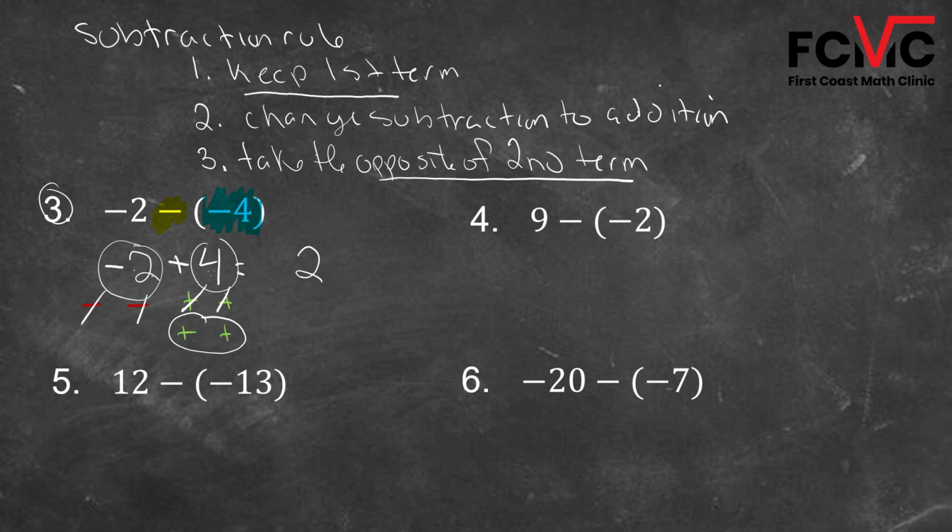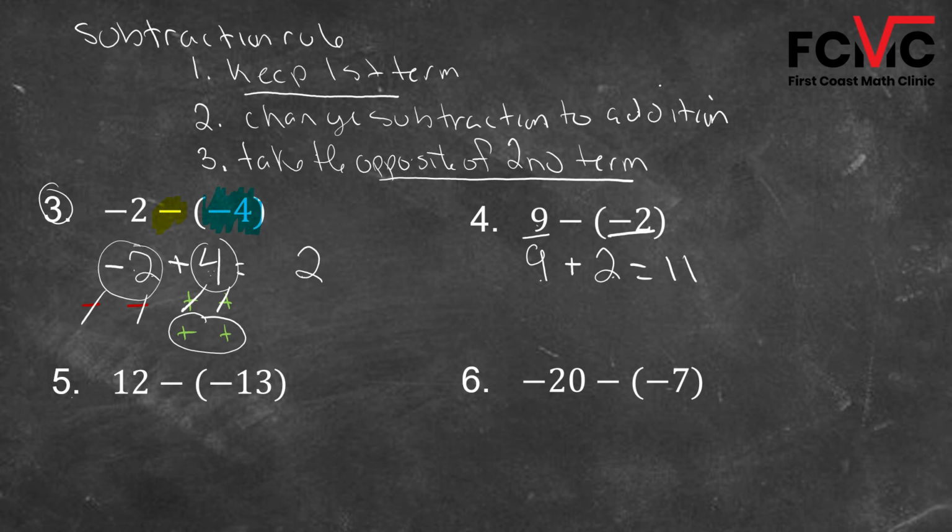All right, so let's apply the subtraction rule to numbers 4, 5, and 6 and solve these problems. So number 4, we want to keep that first term, so the first term is going to stay positive 9. Subtraction is going to change to addition, so minus turns to plus, and take the opposite of the second term, so -2 becomes positive 2. So we have 9 plus 2, and we get 11.